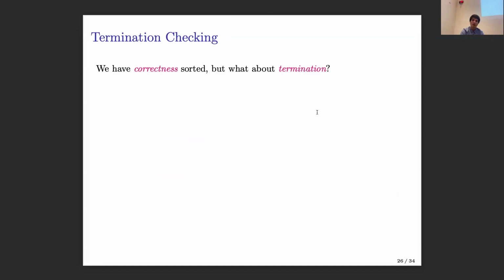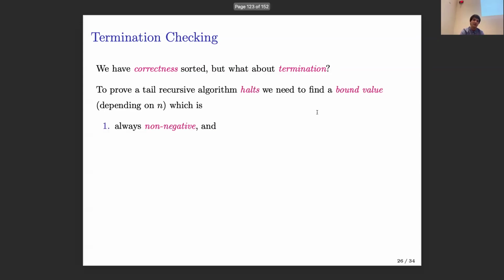Okay, so for our tail recursion, I've demonstrated that it's correct, but in order for algorithms to be algorithms, we need to verify that they terminate. So the termination checking here is fairly easy for tail recursive algorithms. What we need to do, in order to prove a tail recursive algorithm stops, is find something called the bound value. And the bound value is some measurement on the input, where that measurement has to be in all cases non-negative and monotonically decreasing.